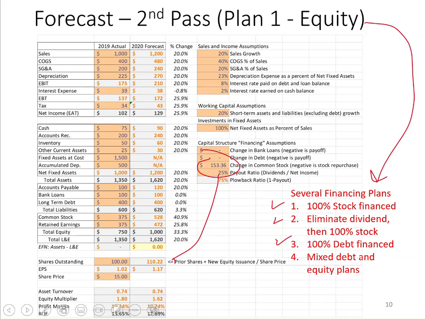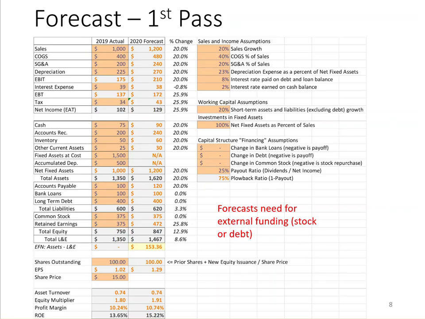We finished the last topic by forecasting our first pass at our financial statements, making assumptions on the balance sheet and income statement. When I did that, I forecasted that I'm going to have an extra $153.36 of external funds needed because my assets exceed L&E by $153.36.